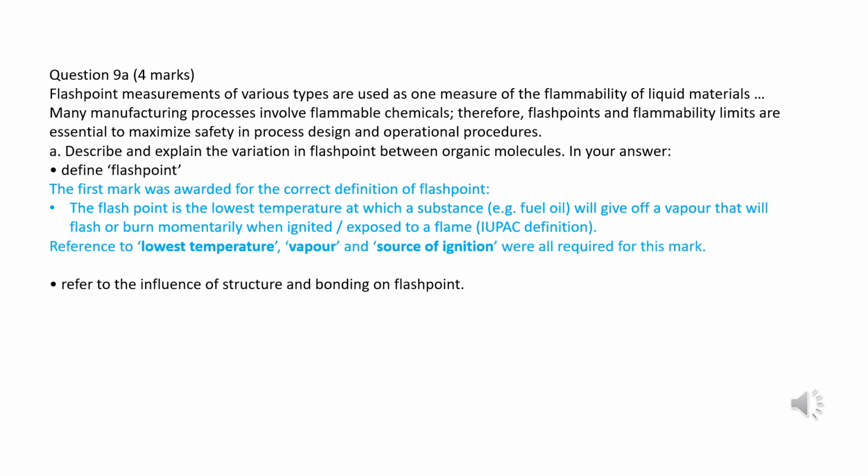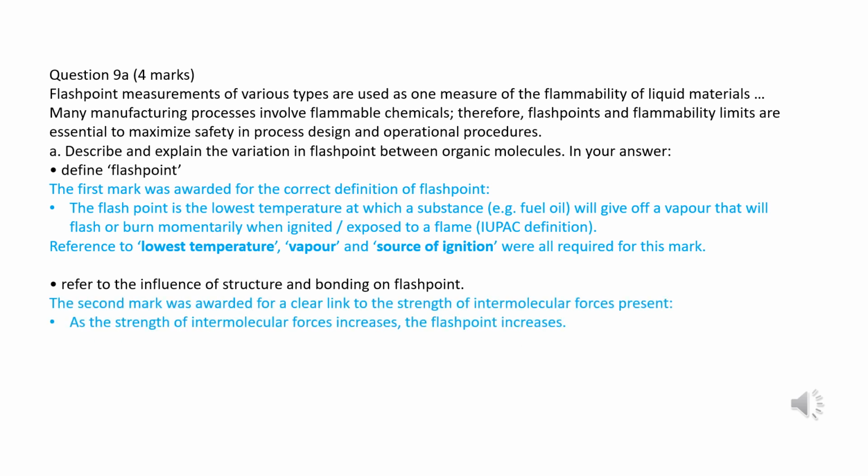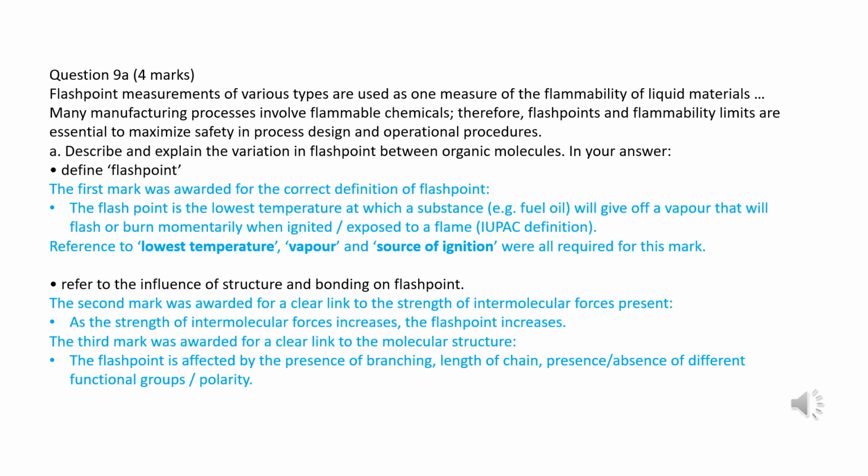The question of the influence of structure and bonding on flashpoint means how the structure and bonding of molecules influence flashpoint. 1 mark is awarded for a clear link to the strength of intermolecular forces present. As the strength of intermolecular forces increases, the flashpoint increases. Next, 1 mark is awarded for a clear link to the structure of the molecules. The flashpoint is affected by the presence of branching, length of chain, and polarity of functional groups.